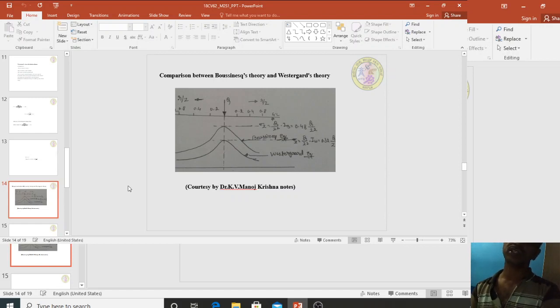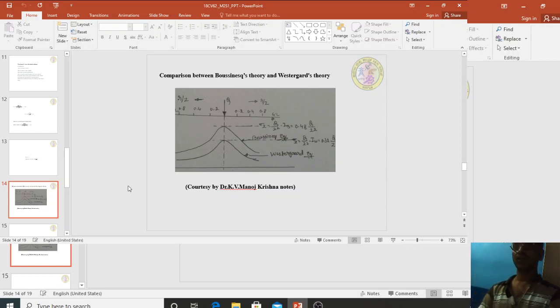In the Boussinesq theory, the medium is semi-infinite and elastic. In the Westergaard theory, it is elastic. In the Boussinesq theory, the equation is sigma z is equal to q by z square into 3 by 2 pi divided by 1 plus r by z whole square whole to the power 5 by 2. Whereas in Westergaard's theory, sigma z is equal to q by z square into 1 over pi divided by 1 plus 2 into r by z whole square whole to the power 3 by 2.